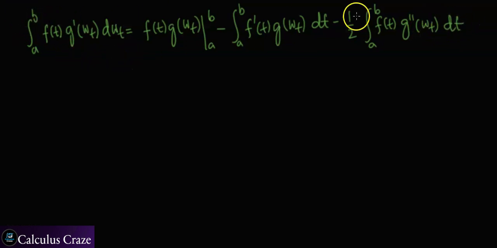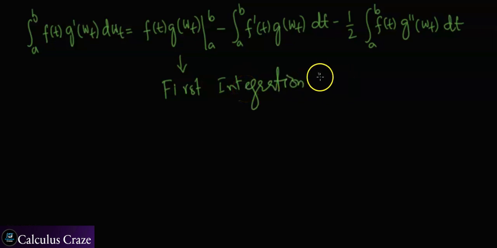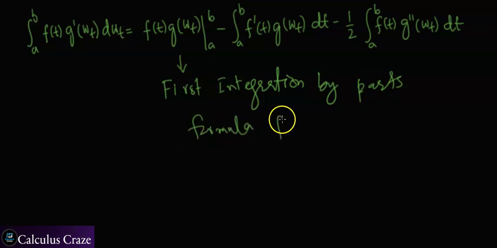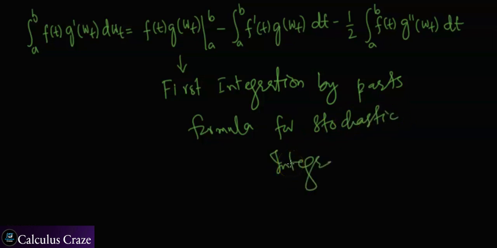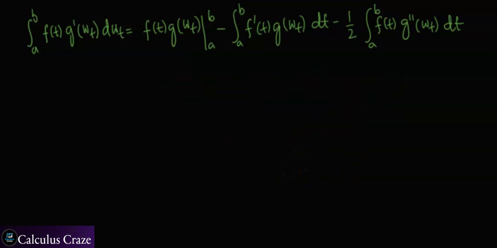So this formula is known as the first integration by parts formula for stochastic integrals, right? Let's apply this formula onto specific cases.